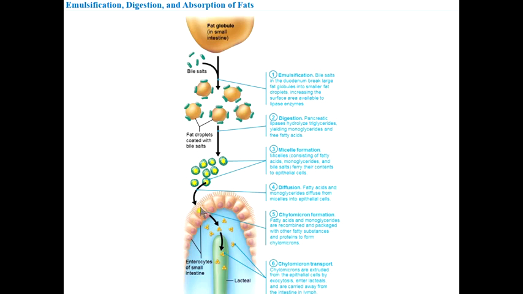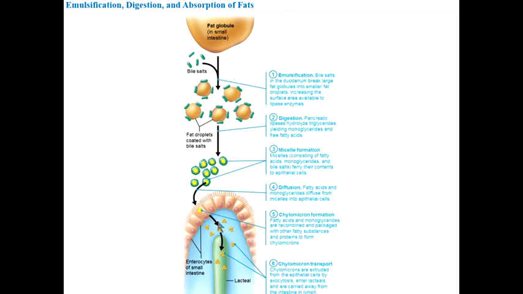Inside the cell, we have chylomicron formation. So those broken down units will start reforming again. So we create triglycerides again inside of our cells. So we're building, so this is actually anabolic inside the cells. They're also combined with other simple fats, with some proteins as well, into a chylomicron, which will then get released from the cell through exocytosis.